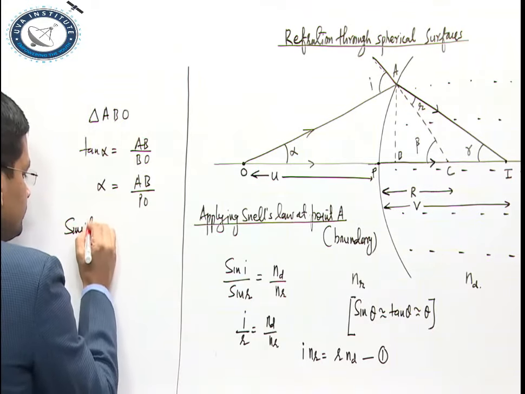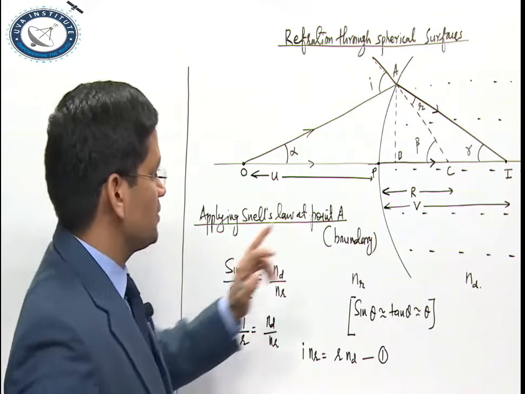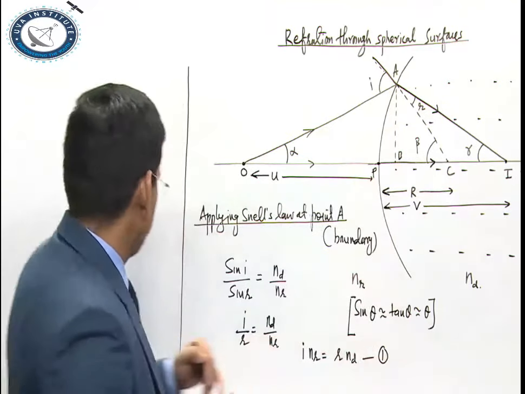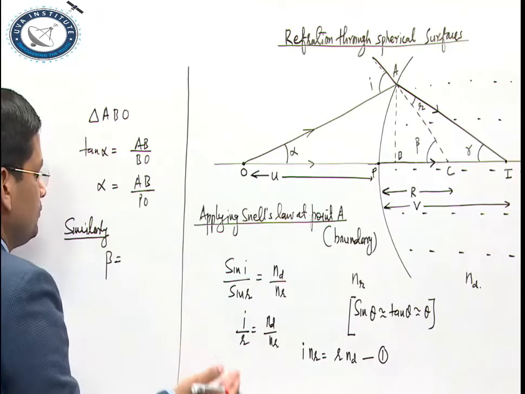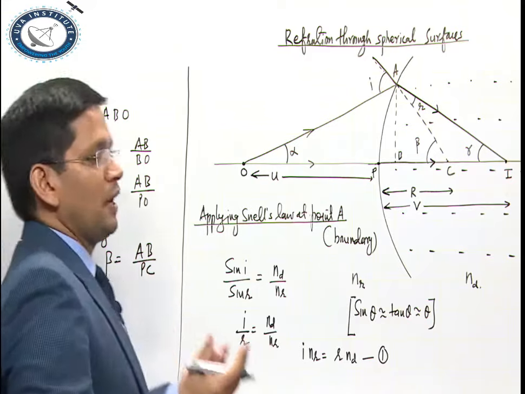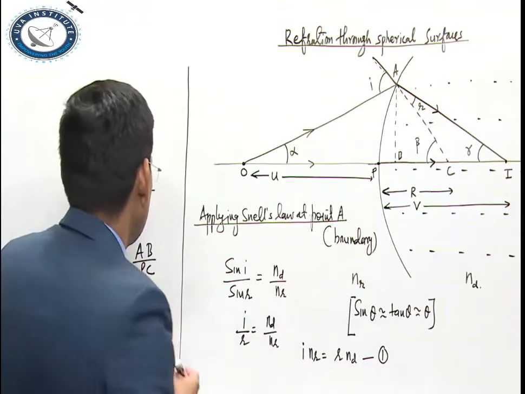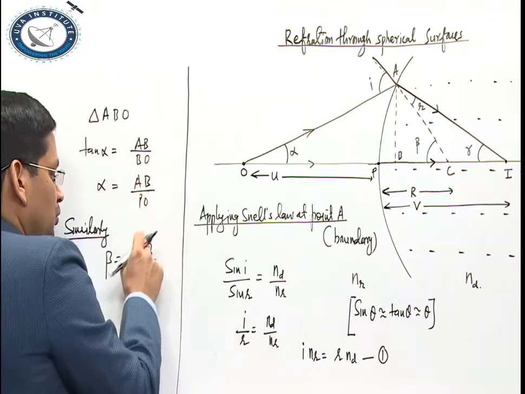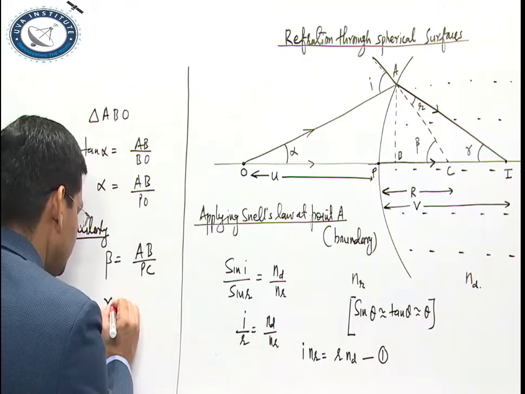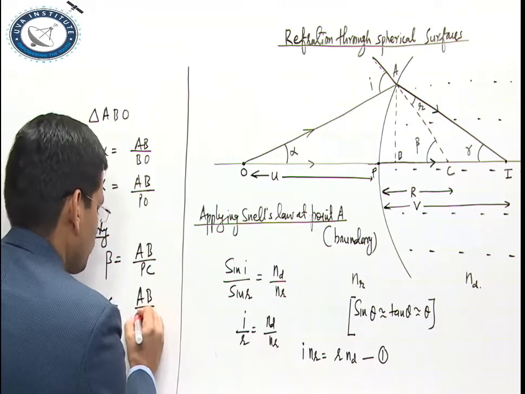Similarly, this beta can be written as AB by BC, which can also be written as AB by PC. You can write AB by BC, but what I am saying is that B and P are coinciding with each other. You can write AP also here. If you wish to write the proper form, you can write AB by PO, AB by PC. That's not the problem. Similarly, you can write gamma. So gamma can be written as AB by BI or PI.